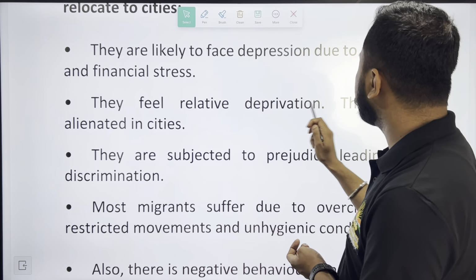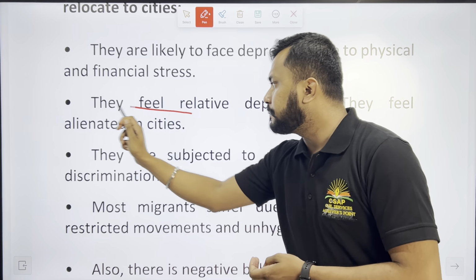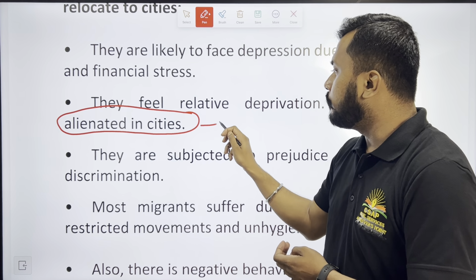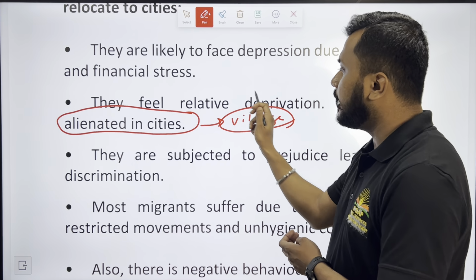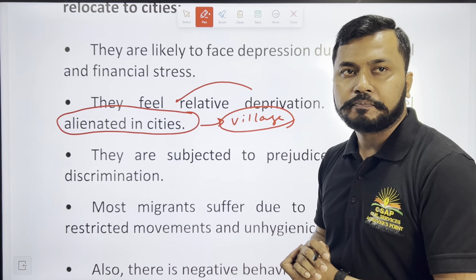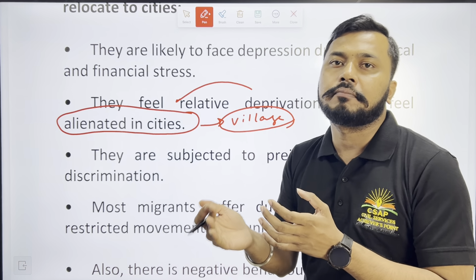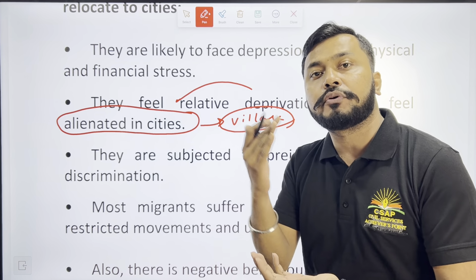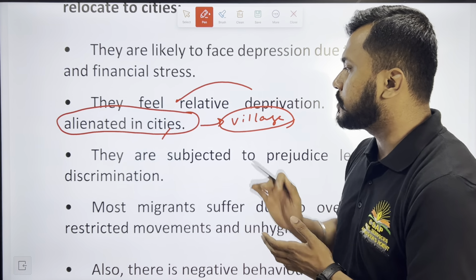They feel relative deprivation and they feel alienated in cities. Obviously, if someone is coming in from villages, they will feel alienated in a city area. Why do they feel alienated in a city area? Because city life is totally different as compared to a township, and even as compared to village life. So this is an unfavorable situation.